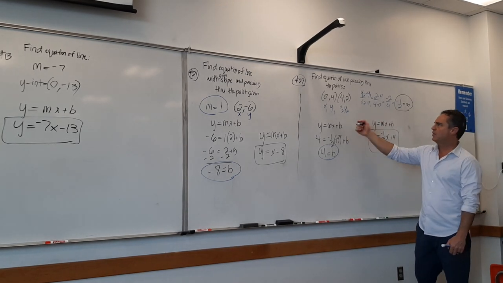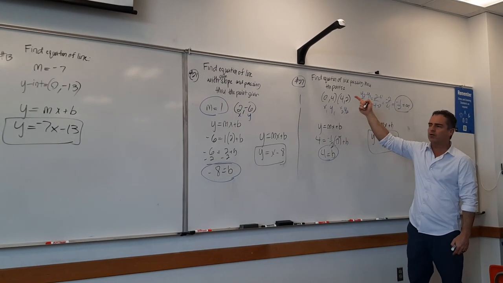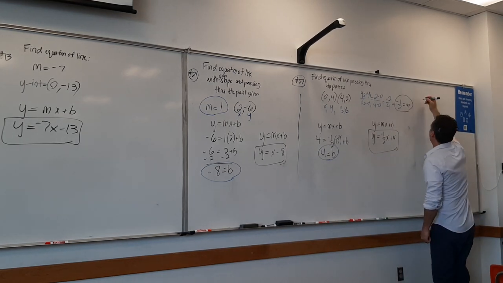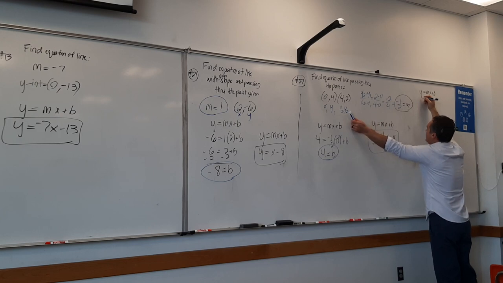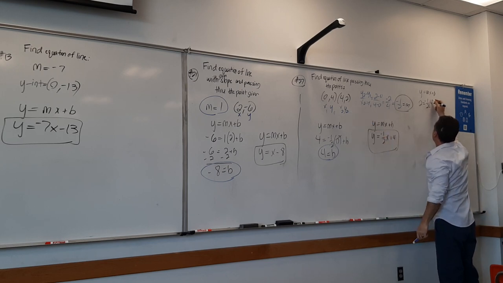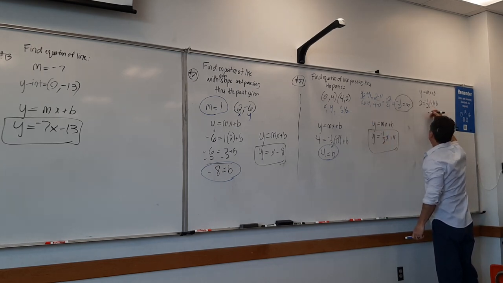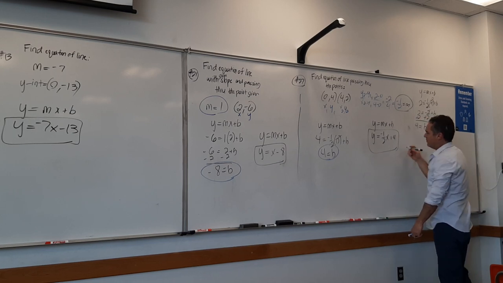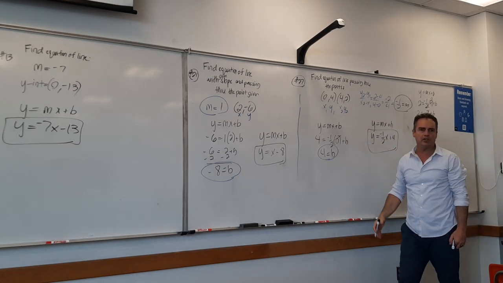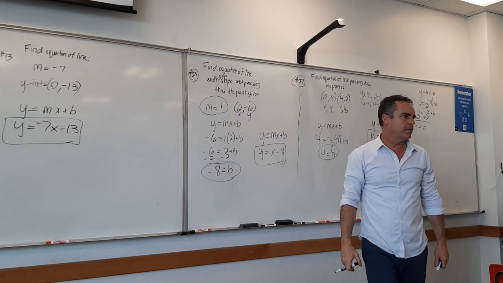Now sometimes students say, well, what if I used 4 and 2? Real quick, watch this. Y equals mx plus b. What was y in this instance? 2. What's m? -1/2. What's x? 4. Does 4 cross cancel with 2? Yes, it makes 2. So I get 2 equals -1 times 2, which is -2, plus b. I add 2 to each side, and 4 equals b. Same exact thing. It doesn't matter which point you use. You'll get b if you do your math correctly. Okay?